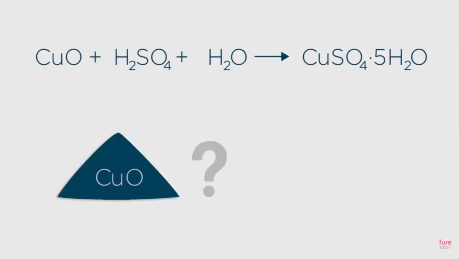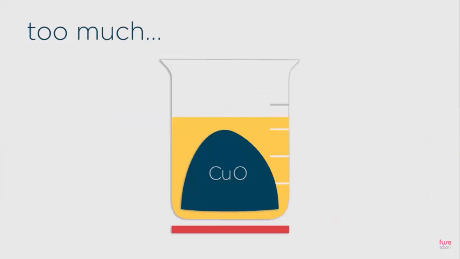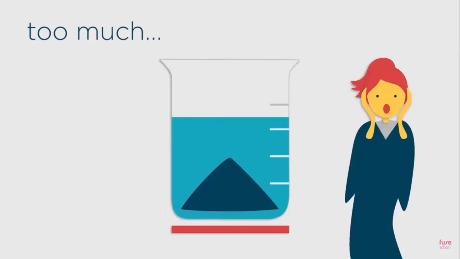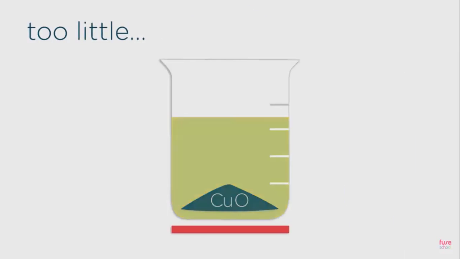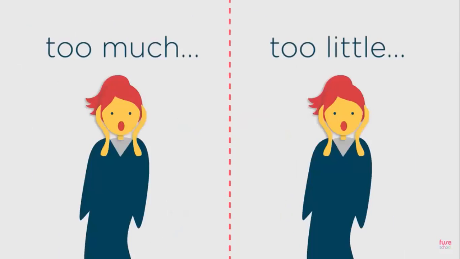How do you know what mass of copper oxide to place in your tub of acid? If you use too much, not all of the reactant will dissolve, and you'll have to spend time and effort separating the undissolved solid from the solution. Too little, and you simply won't produce enough product for your customer and fall behind schedule. Either way, you could be in trouble.